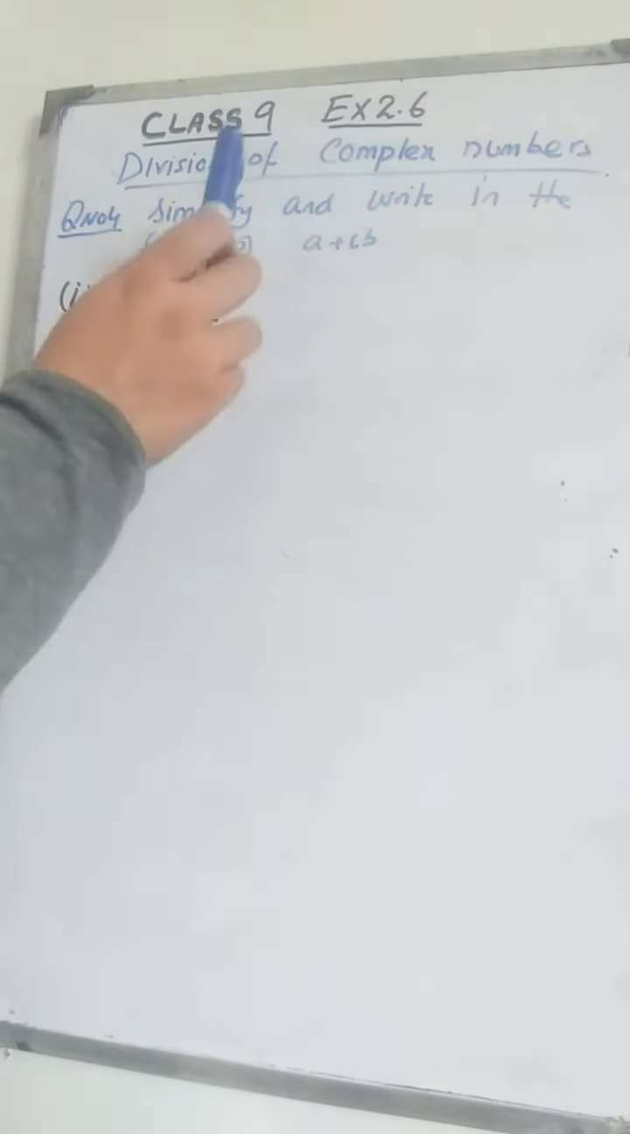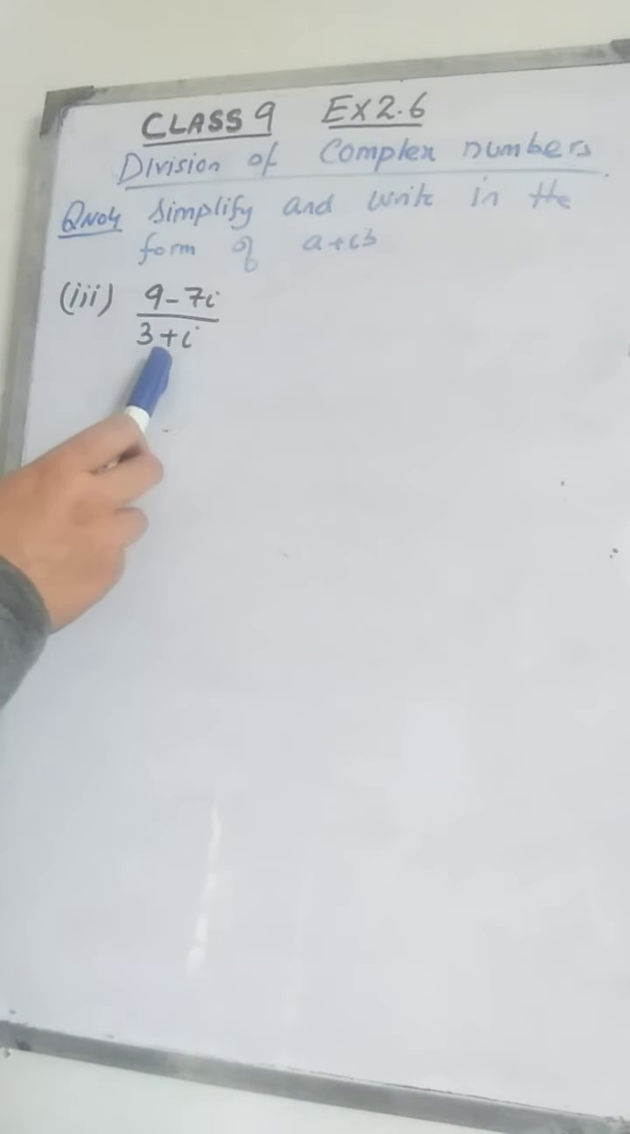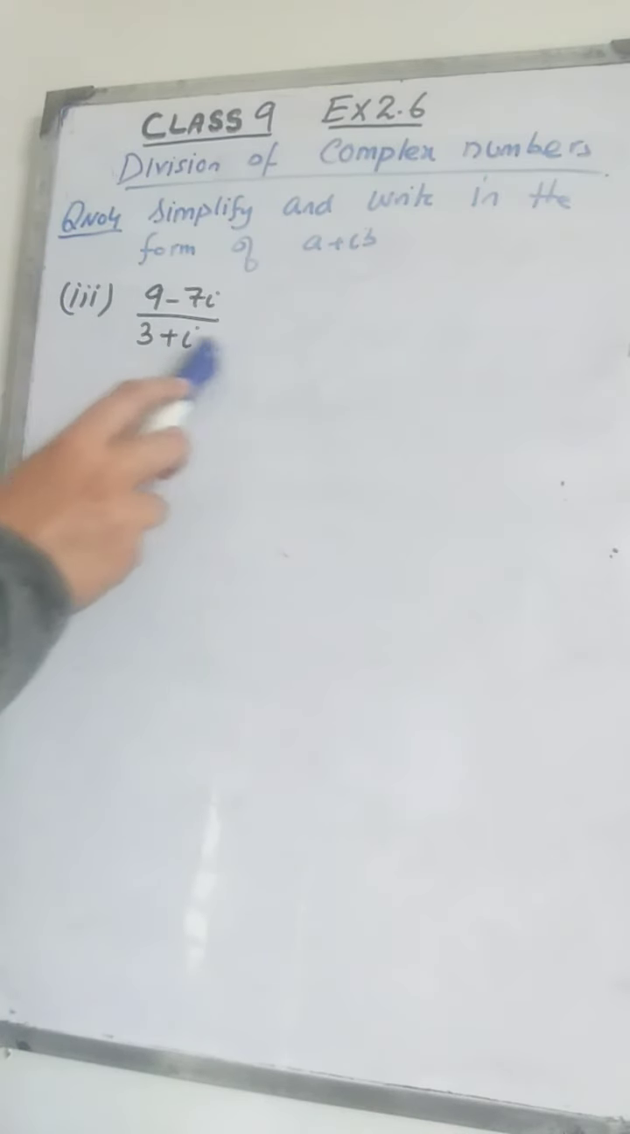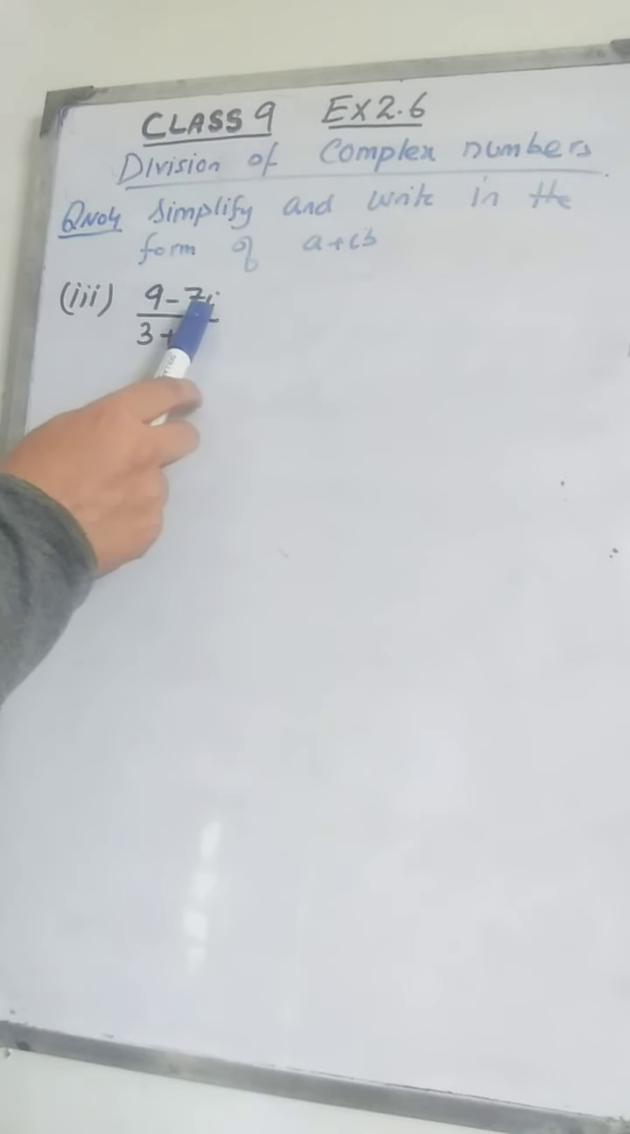Now, division of complex numbers. The procedure will be explained in this question number 4, part 3. Here also we are doing the division 9 minus 7 iota.